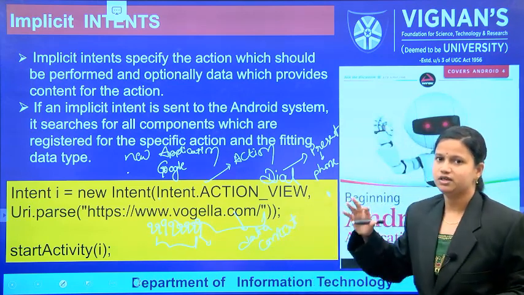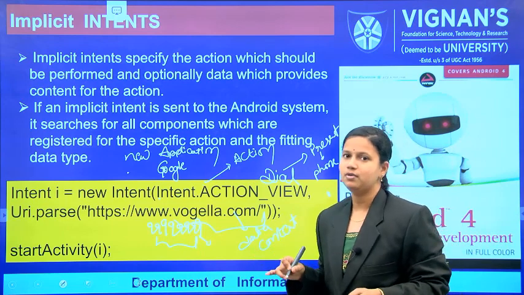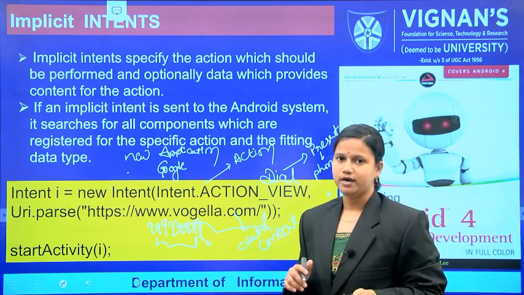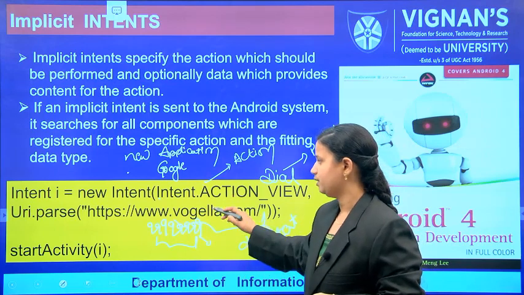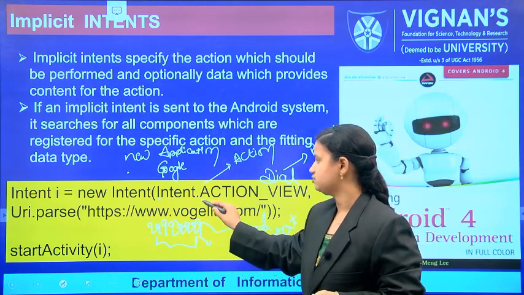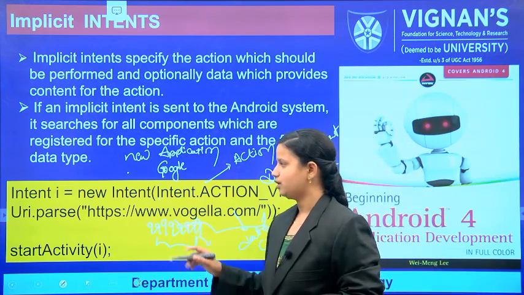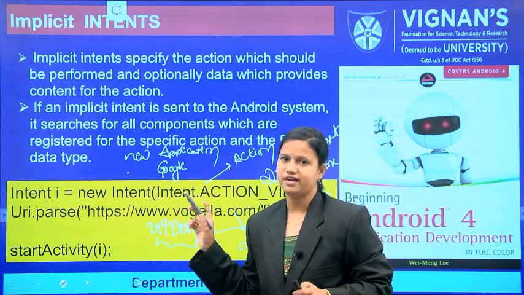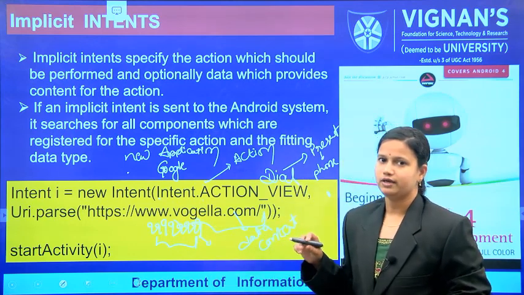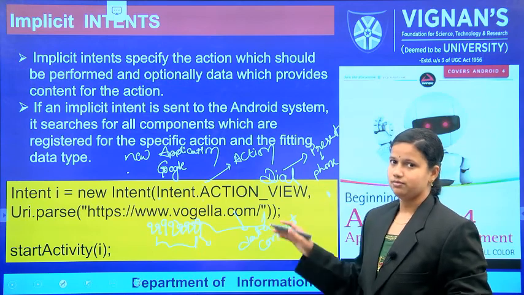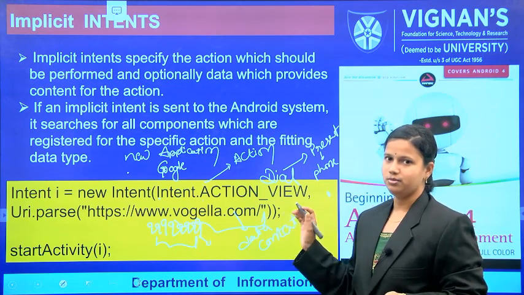Implicit intents are about navigating from one application to another application, which must be available, and they take two values. The first one is the action, what we have to perform, and the second one is the URI, that means we have to pass the content or the data. So we specify the action to perform. In this way implicit intents are created.